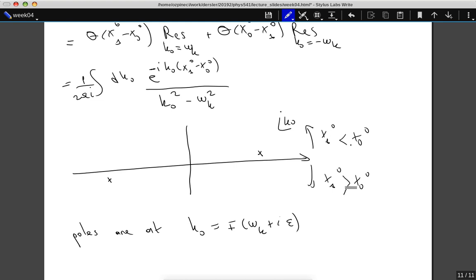If x10 is less than x00, this is negative. If this is negative, i k0 has a positive imaginary part. So when I'm multiplying it, I should add a positive imaginary part with infinity. So it should be plus i, so I'm closing in the upper half plane. Okay. So the poles are actually the other way around. So the poles are at these values: k0 equal to plus minus omega k minus i epsilon.